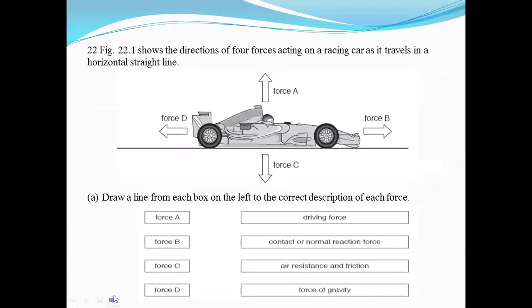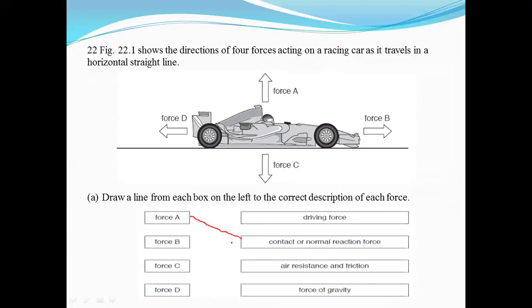Next question. The figure shows the direction of four forces acting on a racing car as it travels in a horizontal line. Draw a line from each box on the left to the correct description of each force. Force A over here, you can see that it is acting in the upward direction. So basically what is that? It will be the contact force or the normal reaction force.